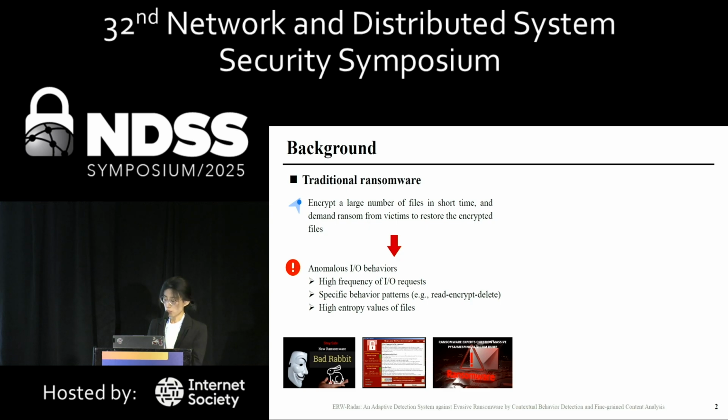As we know, traditional ransomware encrypts a large number of files in a short term and demands ransom from victims to restore encrypted files. So they usually exhibit anomalous I/O behaviors. However, evasive ransomware has successfully encrypted files and bypassed defense systems. Usually, they sacrifice the encryption efficiency to some extent in order to weaken or even hide the malicious features of I/O behaviors. There are three main types of evasive ransomware.